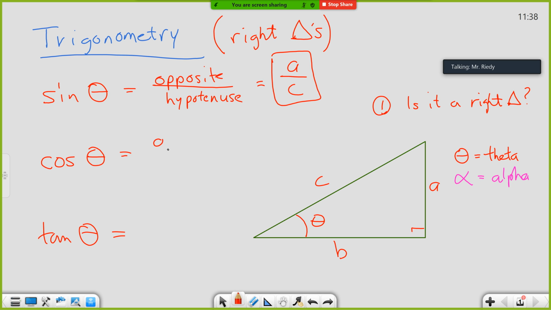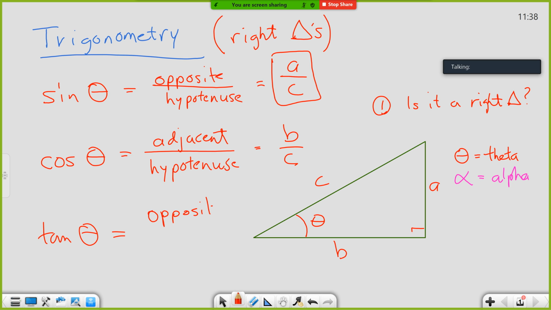Cosine is defined as the adjacent side over the hypotenuse, which again, based on this triangle, would be B over C. And then last but not least, the tangent is the opposite over adjacent, which in this case would be A over B.